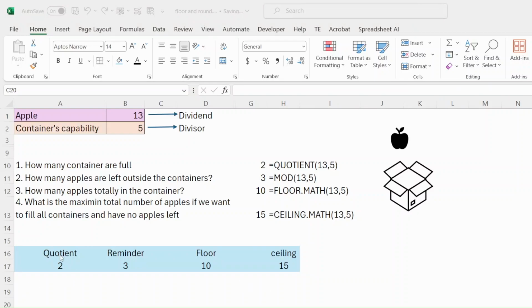Here, I list those 4 functions linked to the apples and the capacities. So let's see, if we have 20 apples and we can fill 4 containers with no remainder, then using the FLOOR function we get 20, and with the CEILING function we get 20 as well. How about if we put 21? You can see the FLOOR is 20 and the CEILING is 25.